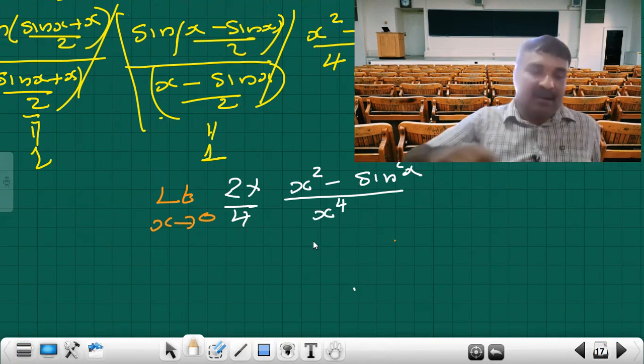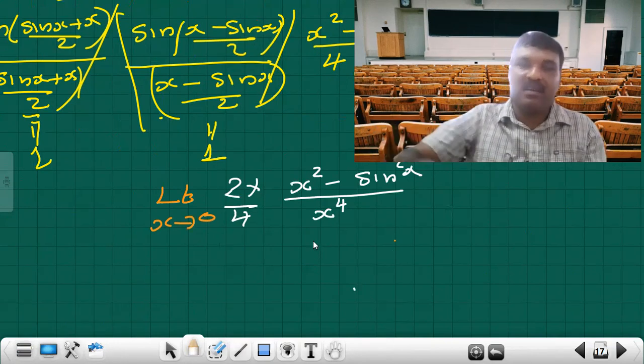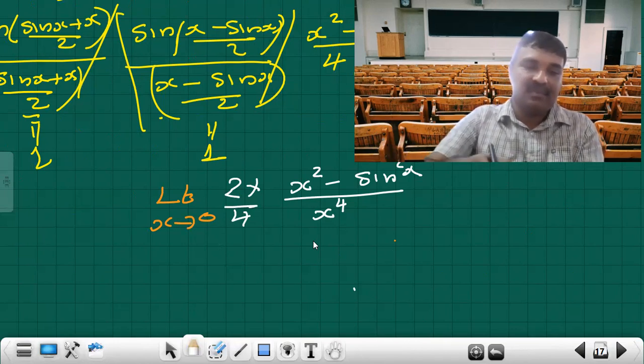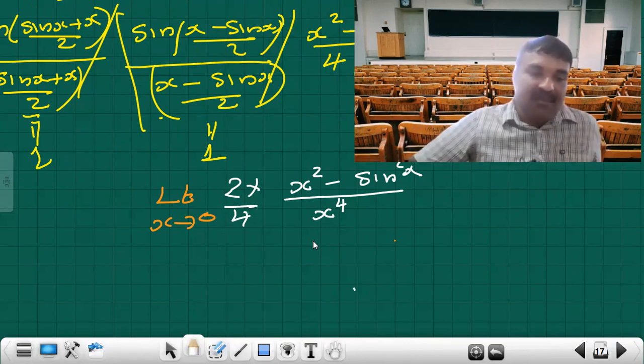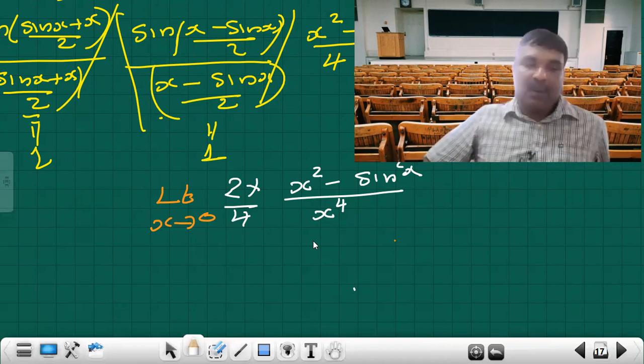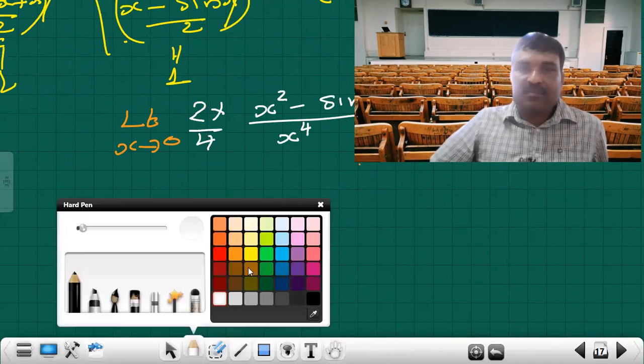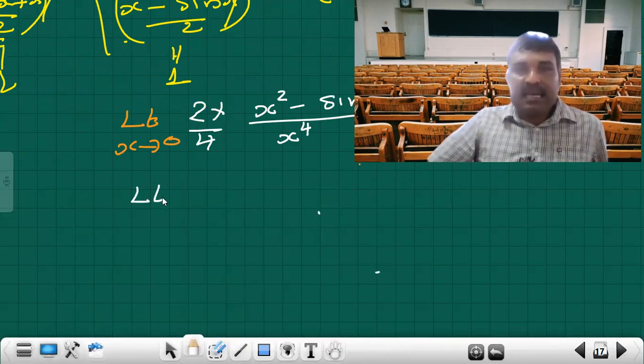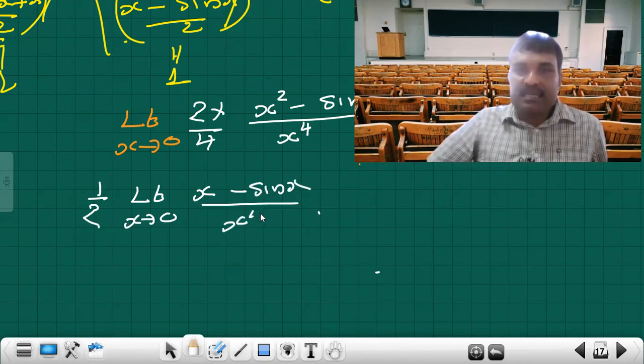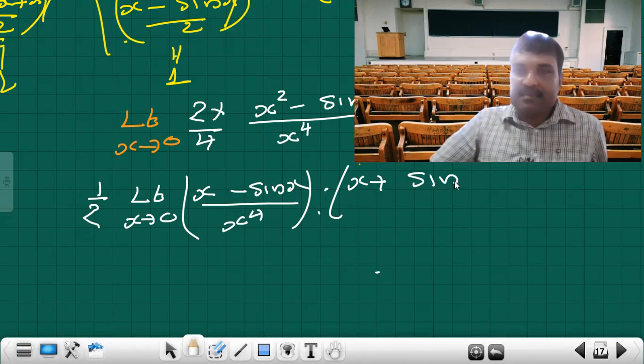Right. Now, what's the value of this limit that we have to evaluate, right? Or we can write this as limit x tends to 0. 2 by 4 is 1 by 2. That can be taken outside. X minus sine x divided by x raised to 4, right? Into x plus sine x, right?